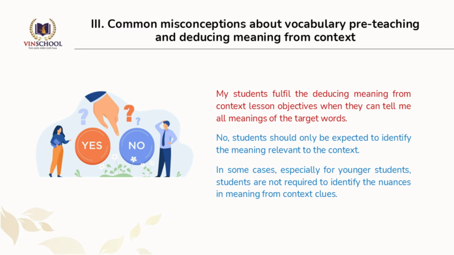Another misunderstanding is that students fulfill the objectives of deducing meaning from context when they can recite all meanings of the target words. In truth, students should only be expected to identify the meaning that is relevant to the specific context. Particularly for younger students, it is not necessary for them to recognize every nuance in meaning derived from context clues.